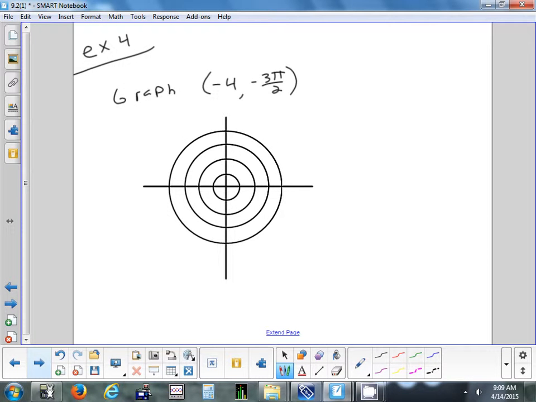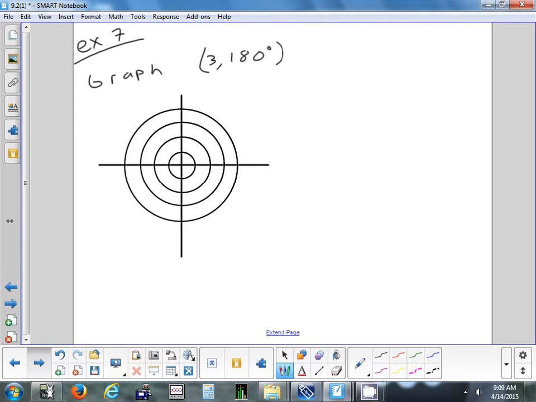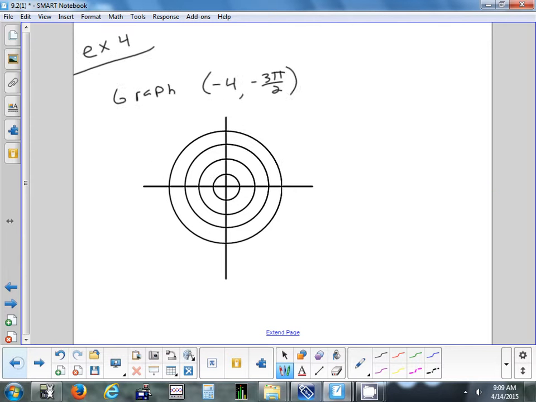Great. Let's try, I've got a whole bunch to try. We don't have to do them all. Okay, let's try one with radians. First thing we might want to do is, if you're not familiar with the radians enough to visualize it, let's change it to degrees and see where we end up. What's negative 3 pi over 2 in degrees? Yep. Negative 270. Good, negative 270.